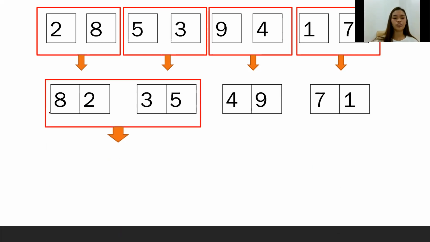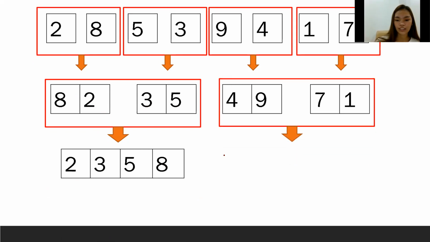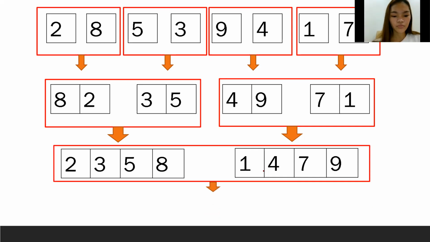Next we put them all together into 4 boxes. This time, all we have to do is put the lower number to the highest. So here, since we have 8, 2, 3, and 5, we put them from lower number to highest, so it's going to be 2, 3, 5, and 8. Next is 4, 9, 7, 1, so it's going to be 1, 4, 7, 9.